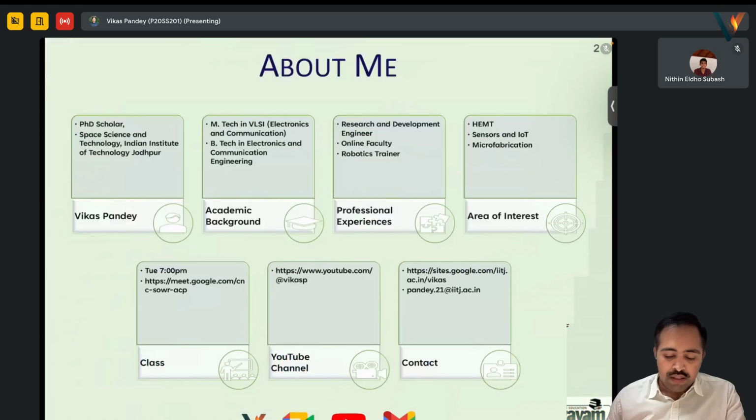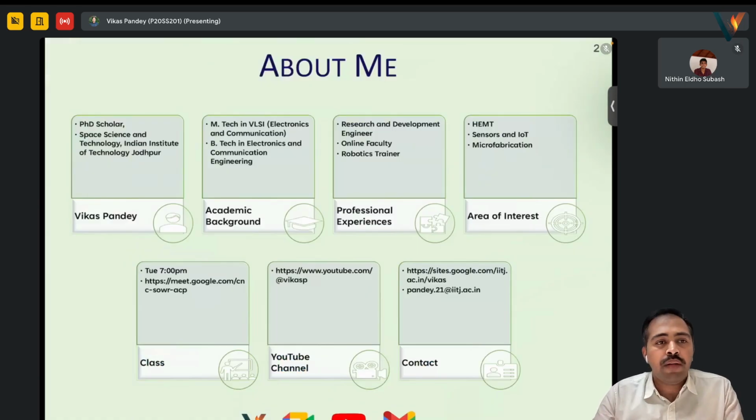Okay, this is a brief about me. I am a PhD scholar at IIT Jodhpur in space science and technology. I have a background in VLSI, with a BTech in electronics. I have worked as a research and development engineer, online faculty, and robotics trainer before doing my PhD. I mostly work in areas of HEMT, sensors and IoT, microfabrication, and a bit of ML and AI.